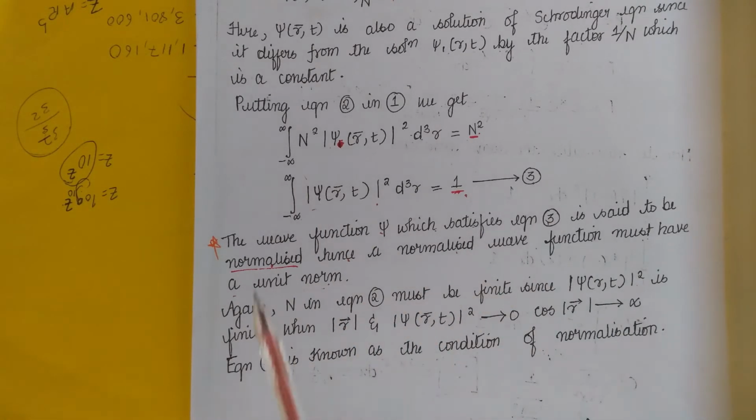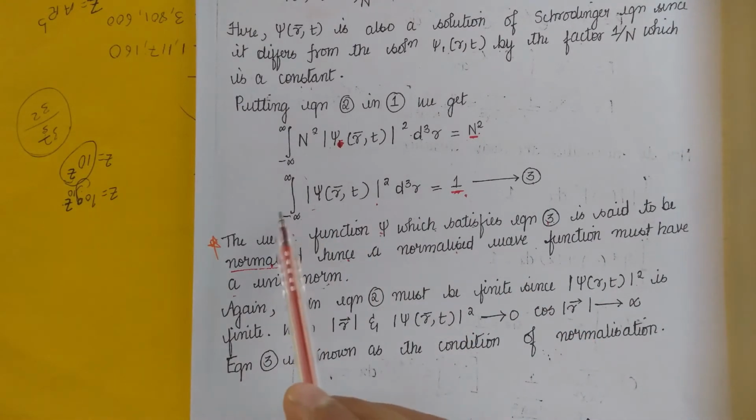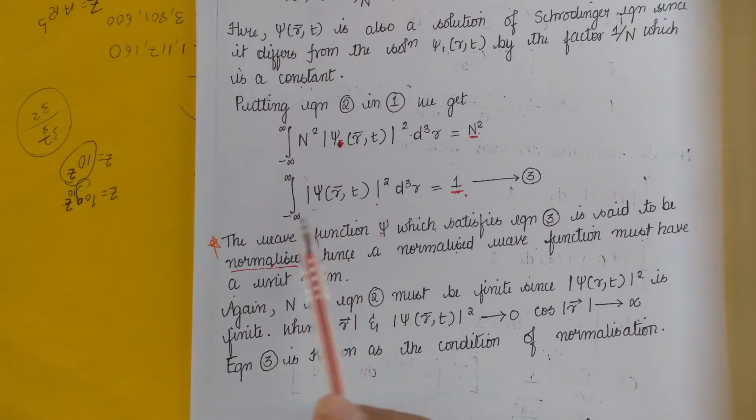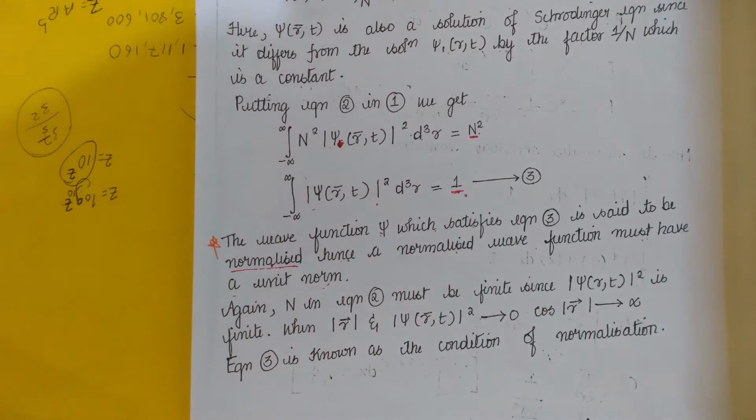So for equation 3, the wave function psi which satisfies it is said to be normalized. Any wave function which satisfies this equation is called a normalized wave function, and hence a normalized wave function must have a unit norm. So this N should be equal to 1. If we are talking about a normalized wave function, then the norm N should be 1.